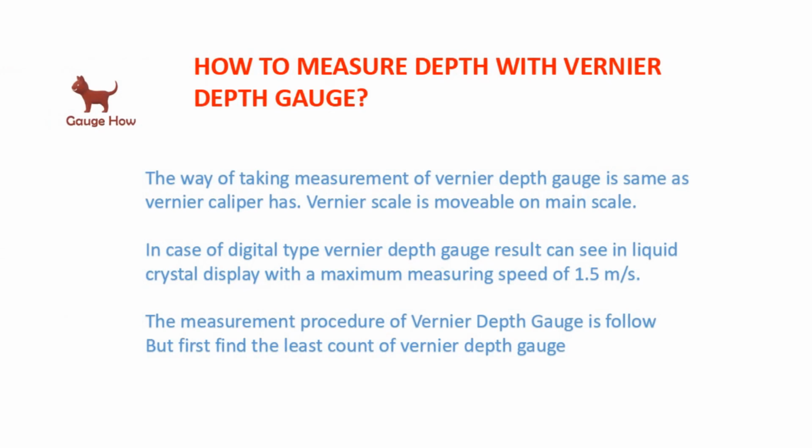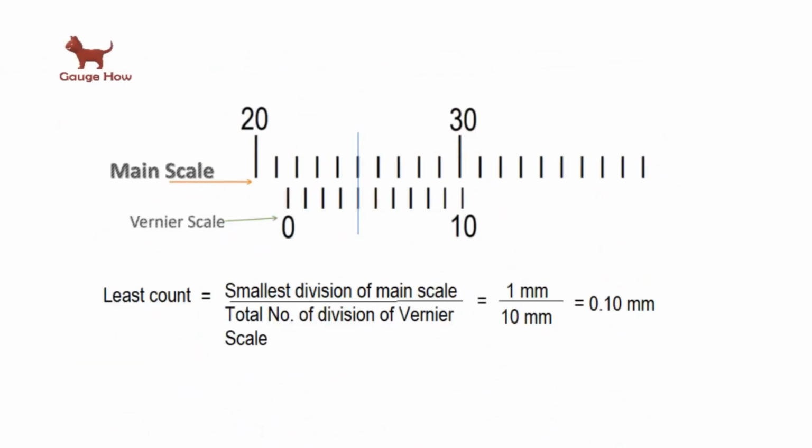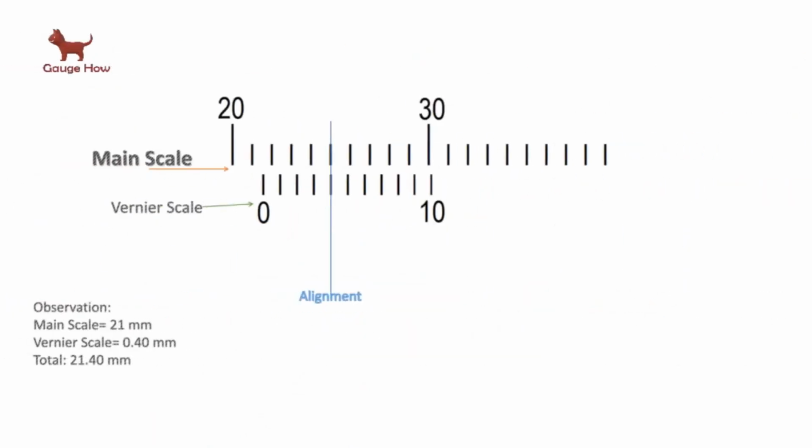The measurement procedure of the Vernier depth gauge is as follows. First, find the least count of the Vernier depth gauge. Here we have the main scale reading as well as the Vernier scale reading. Now, the least count is given by the smallest division of the main scale divided by the total number of divisions of the Vernier scale. The smallest division of the main scale is 1 mm and the total number of divisions of the Vernier scale is 10. So our least count is now 0.10 mm. If the main scale reading is 21 mm and the Vernier scale reading is 0.4 mm, the total measurement becomes 21.40 mm.